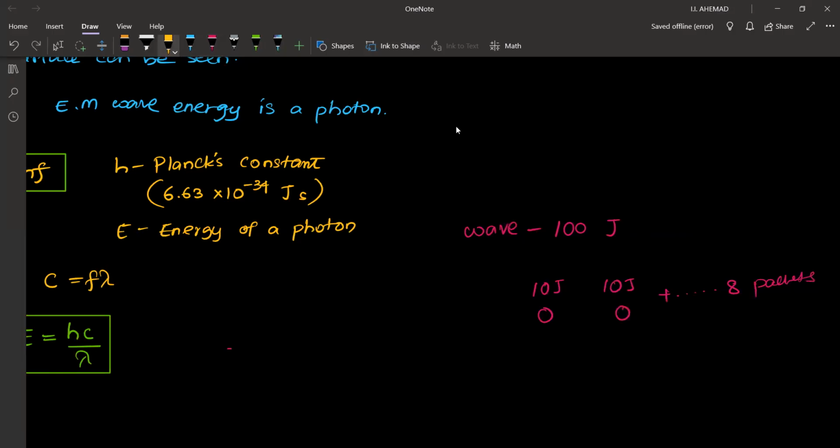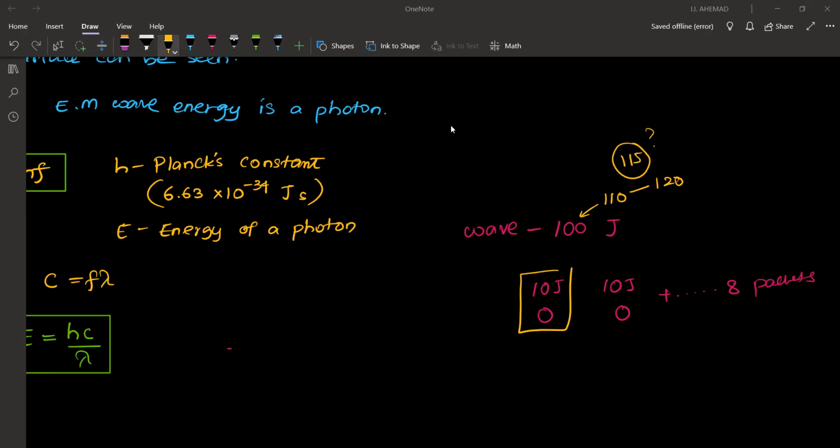And I cannot further divide. I cannot take 5 joules. I won't have 5 joules. The smallest unit is 10 joules. So if this wave is going to get some more energy, the possible values are 110 and 120. How about 115? Is 115 possible according to my example? No, because the smallest block you can have is 10 joules. So 115 is not possible because you cannot further divide it.